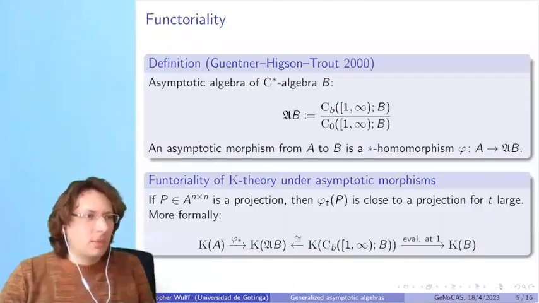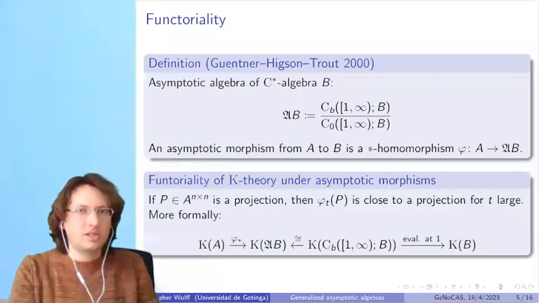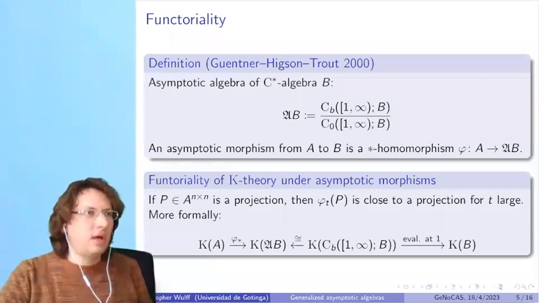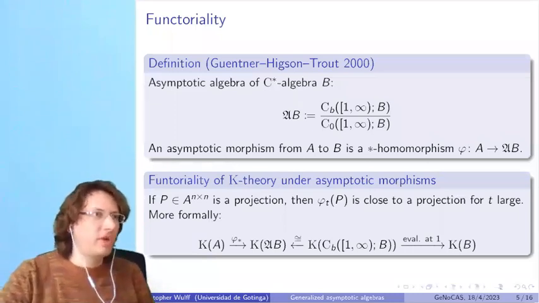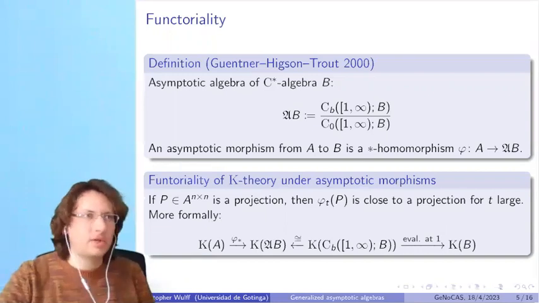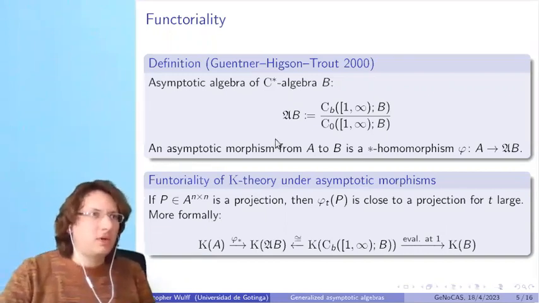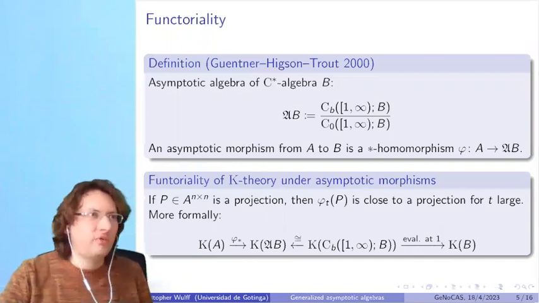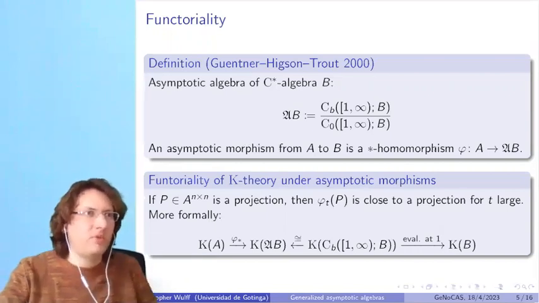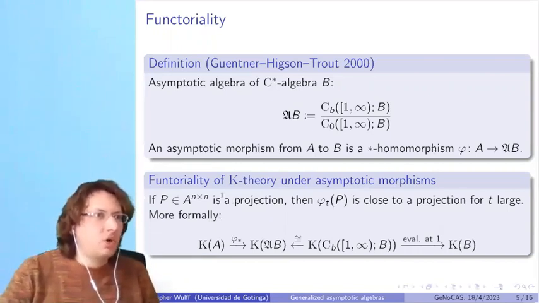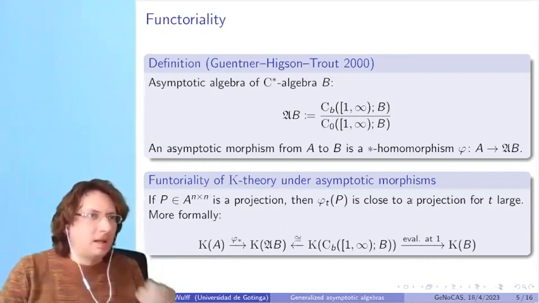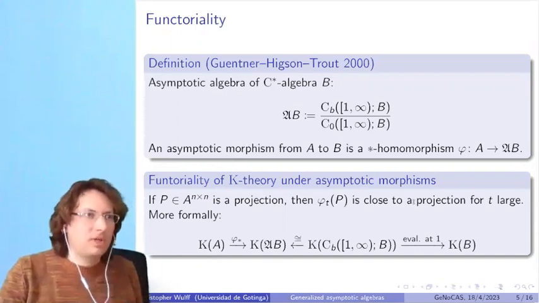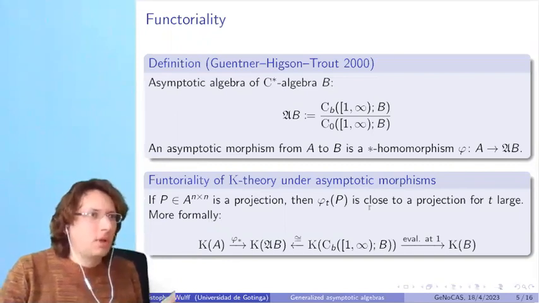And so before I go on and describe the construction of E theory, I should probably mention this functoriality, which I mentioned on the first slide. So the first part is again the definition of asymptotic morphism from the same slide from the slide before. It's exactly the same. Assume we've got a asymptotic morphism. So how can we describe the functoriality of K theory under asymptotic morphism?